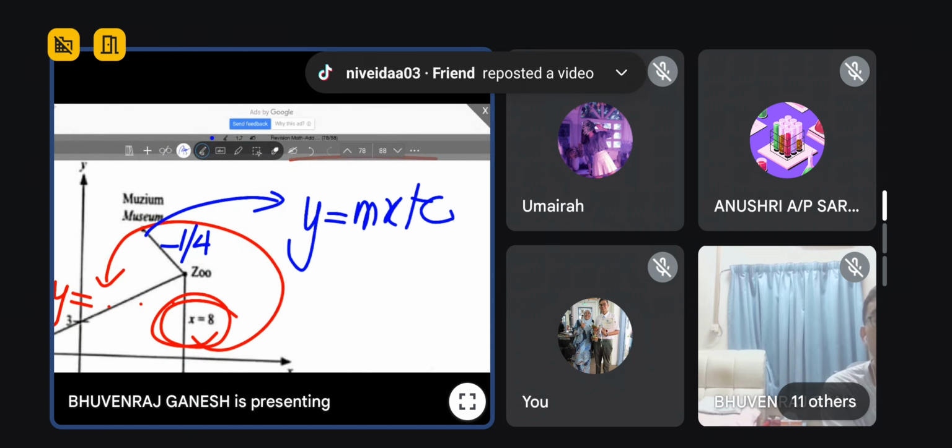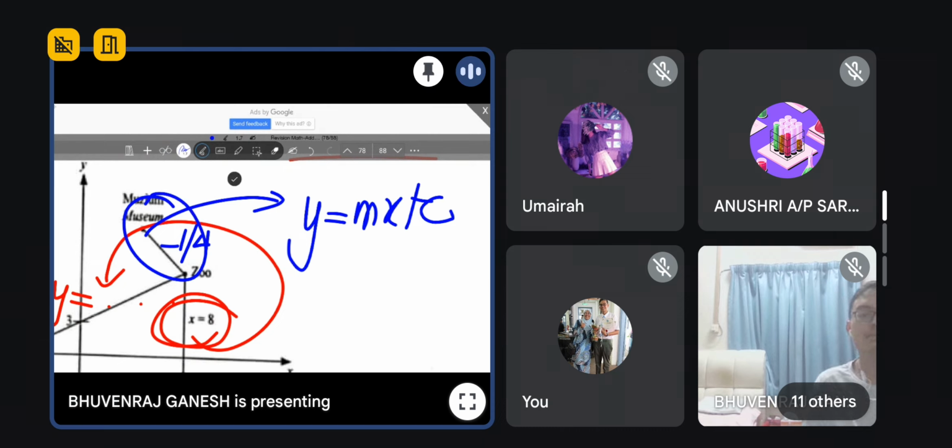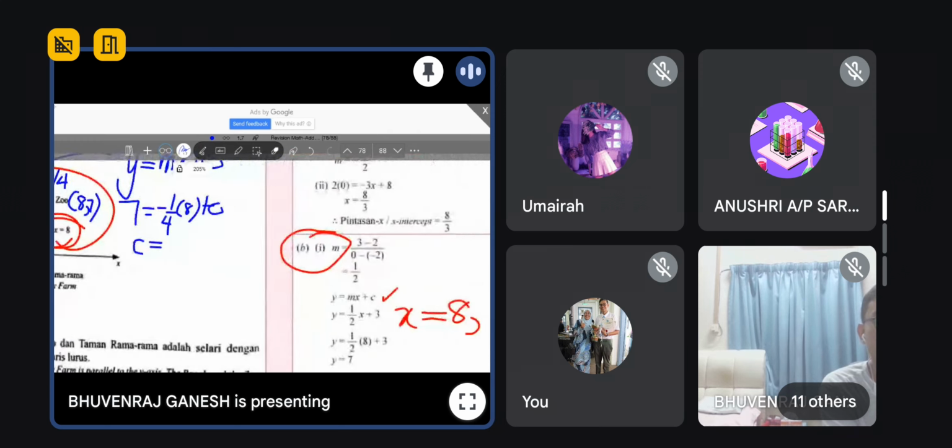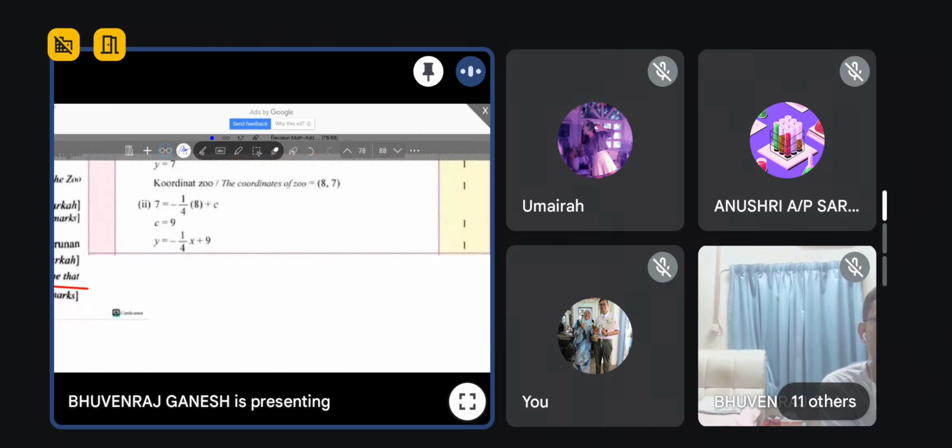So your y value, guys, where is my y value for this line? Can anyone tell me which coordinate we will use? Coordinate apa kita akan gantikan? Yes, because we already found the zoo earlier, 8, 7. So you substitute y is 7, gradient negative 1/4, x is 8 plus c. Then you find your answer. Okay, so that will be your equation for straight line. So this is your answer.